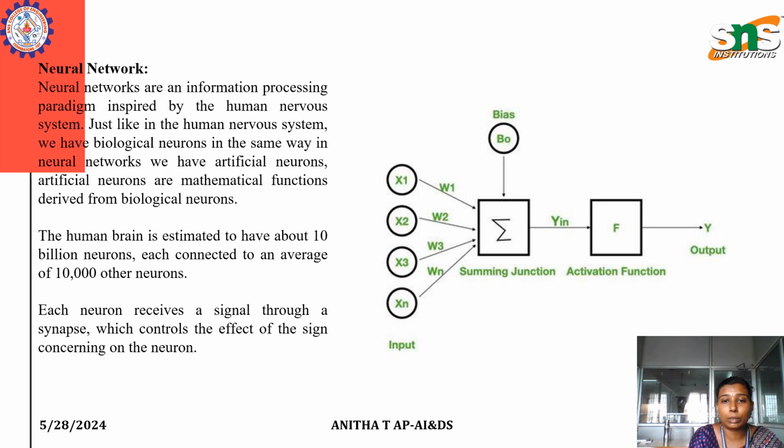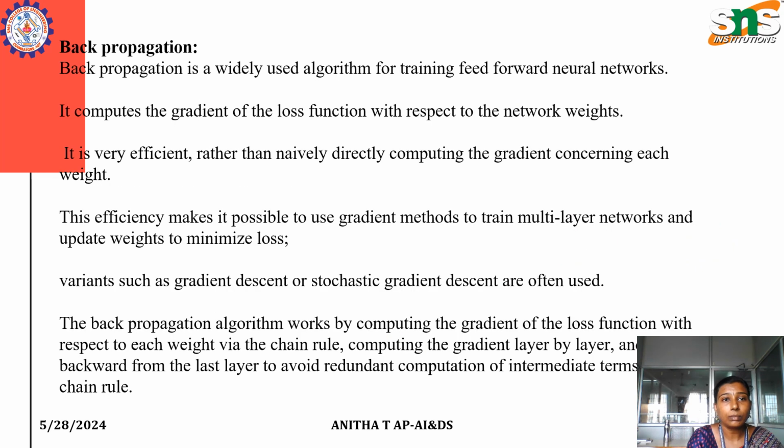These are the inputs, that is x1, x2, x3 are the inputs, and these are the weighted nodes, and this is the bias, summing junction and activation function. Then it comes to the output.